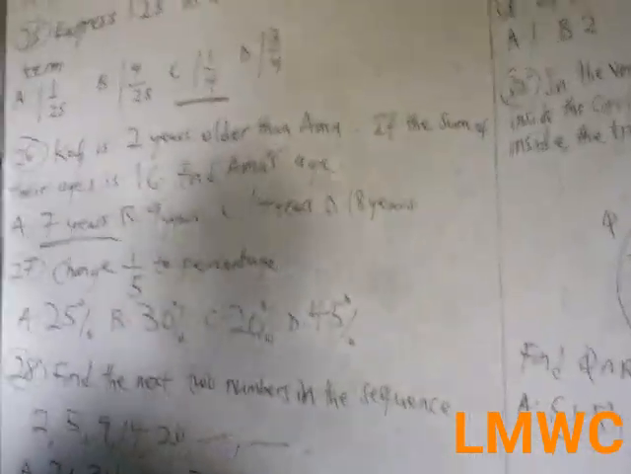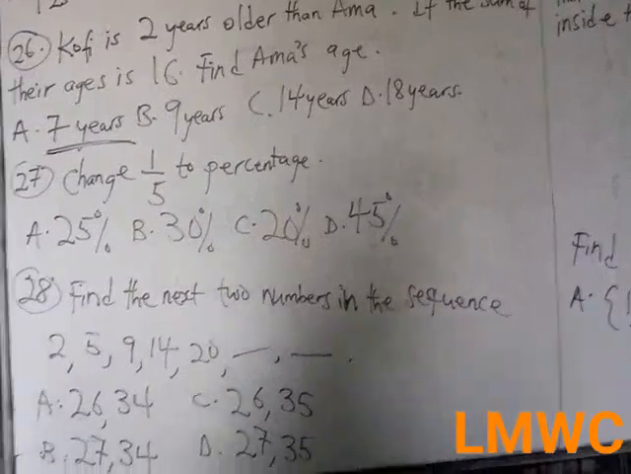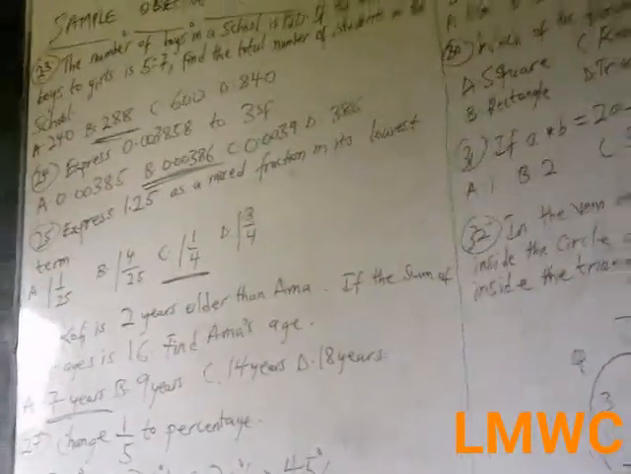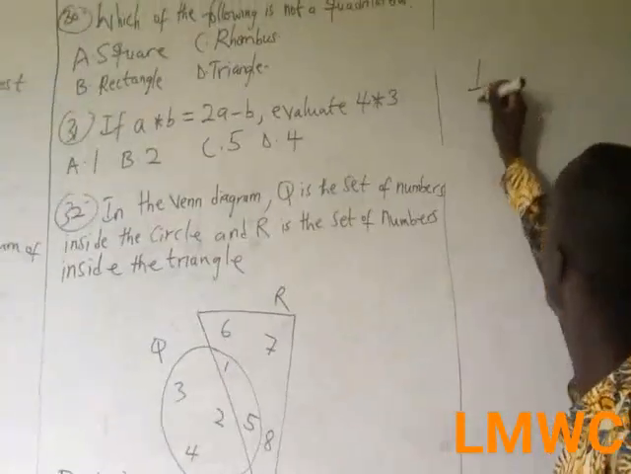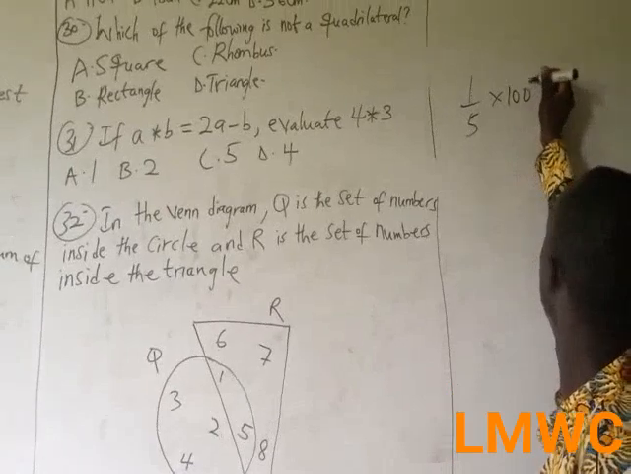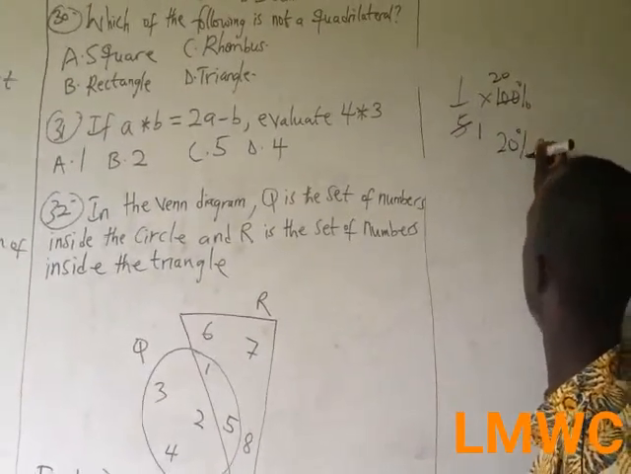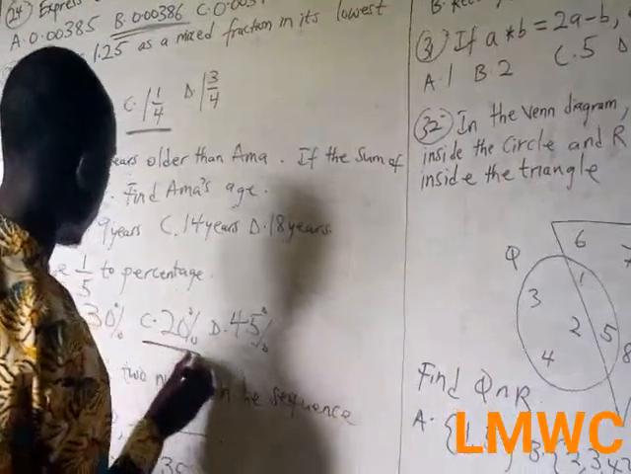So this is objectives. Change 1 over 5 to percentage, question 27. And always, to change a fraction to percentage, you multiply the fraction given by 100%. So 1 over 5 times 100%. 5 goes here 1, 5 goes here 20. So it's 20%. Our answer is C.